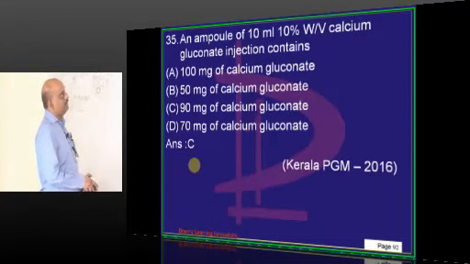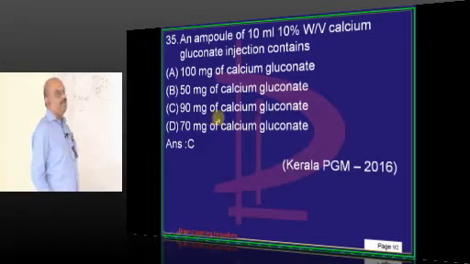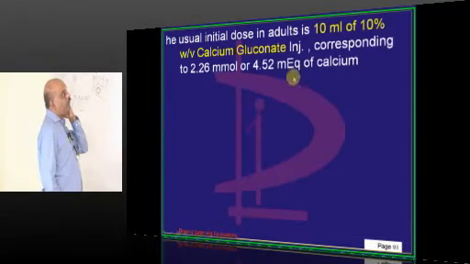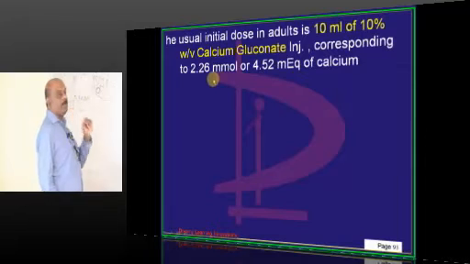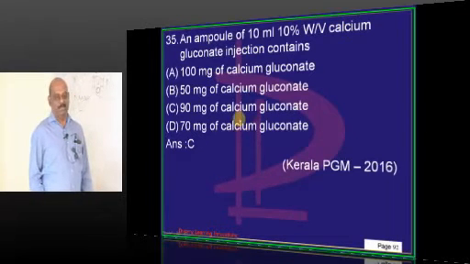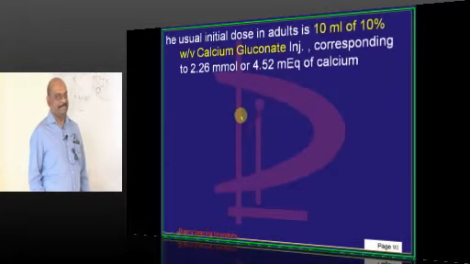Ampule of 10 ml, 10% W by V calcium gluconate has got 4.5 milliequivalents of calcium or 2.26 millimoles of calcium, which is equal to 90 milligrams of calcium gluconate. Tough question, illogical.